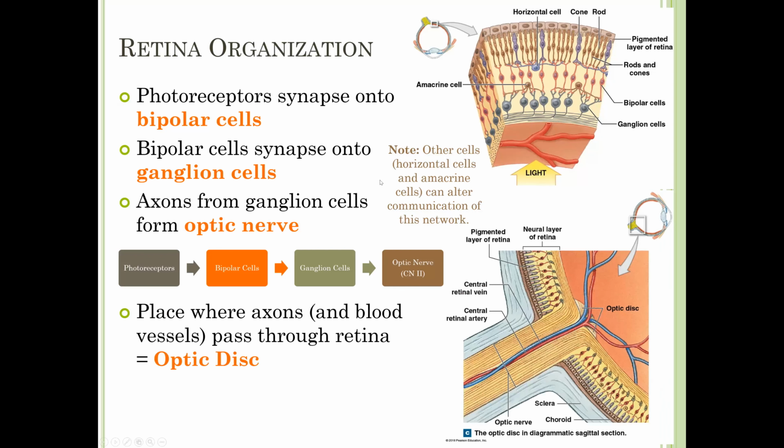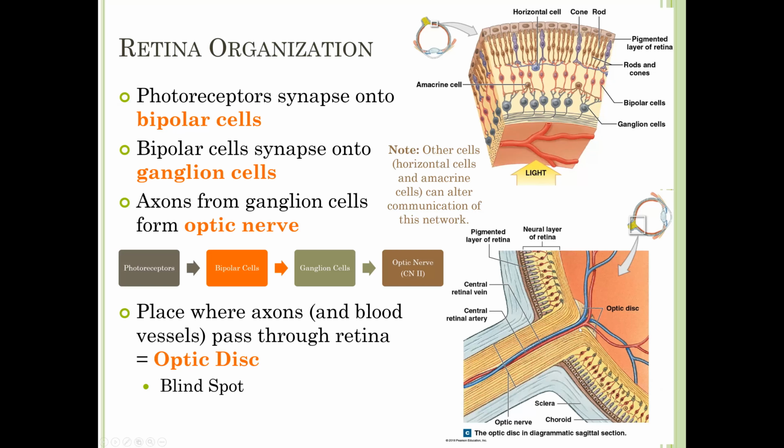And then, as I mentioned, all of the axons of those ganglion cells come together to make up the optic nerve. And then the place where those axons dive through the back of the eyeball to go to the brain, blood vessels also come in and out of this point. This place where the optic nerve and the blood vessels leave the back of the eye is called the optic disc. The optic disc is a blind spot.